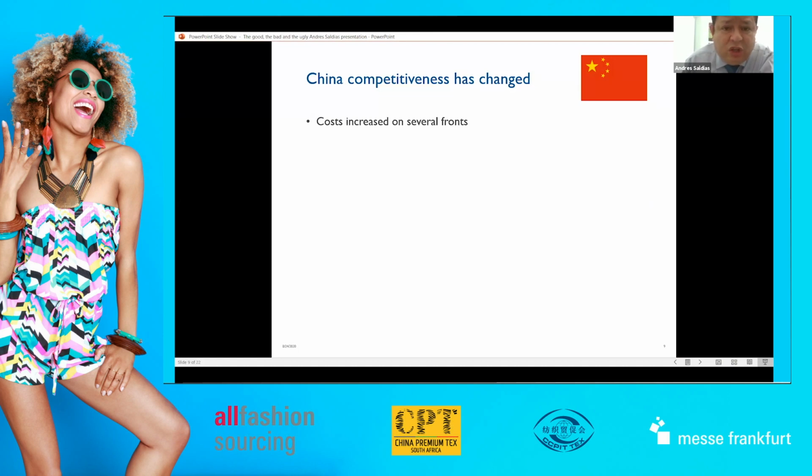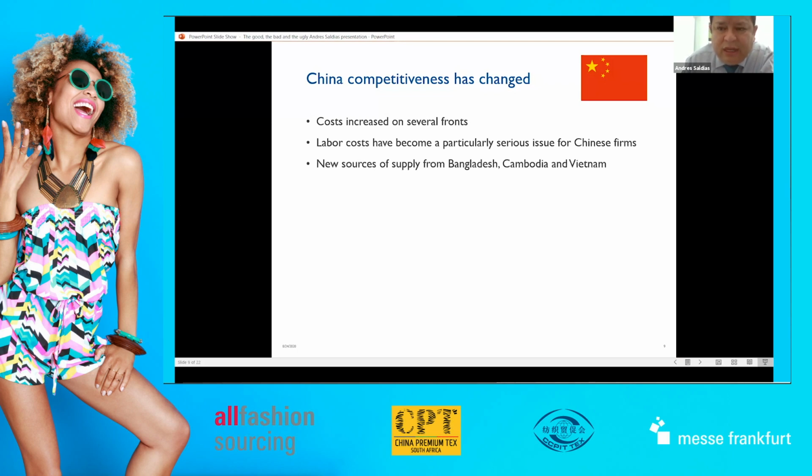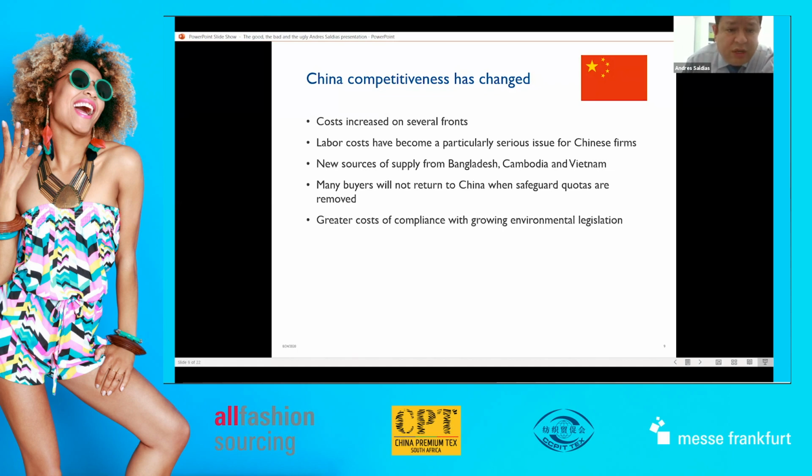Nevertheless, they have increased their costs on several fronts. Labor cost has become a particularly serious issue for Chinese firms. A basic sewer is making $600 a month. That's how expensive the labor is, and that's a factor we need to take into consideration. But China provides the fabric, which is 50% of the cost. Again, labor is not the only factor. New sources of supply like Bangladesh, Cambodia, and Vietnam are tackling the labor issue, but also moving towards the fabric supply issue. Many buyers will not return to China when safeguard quotas are removed.